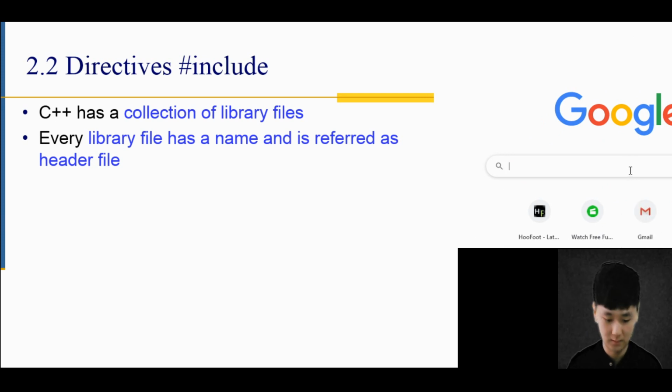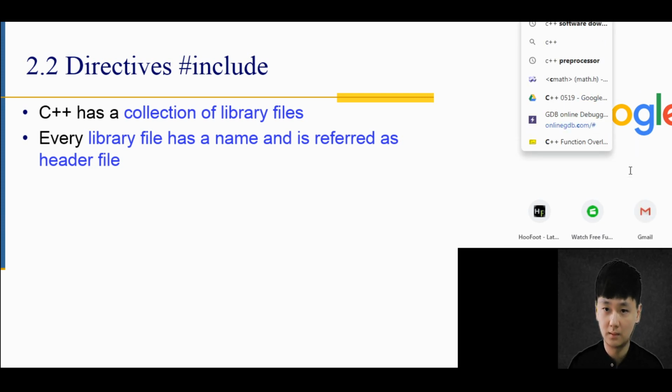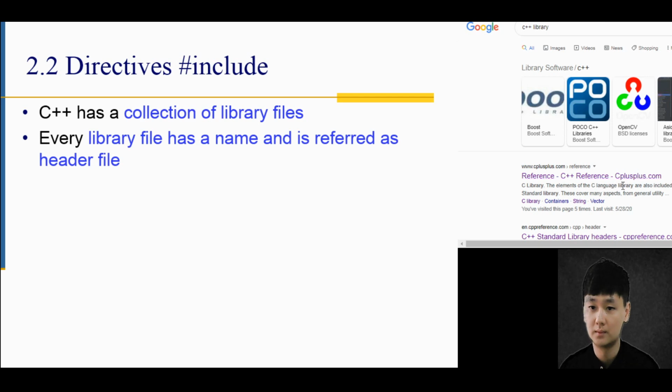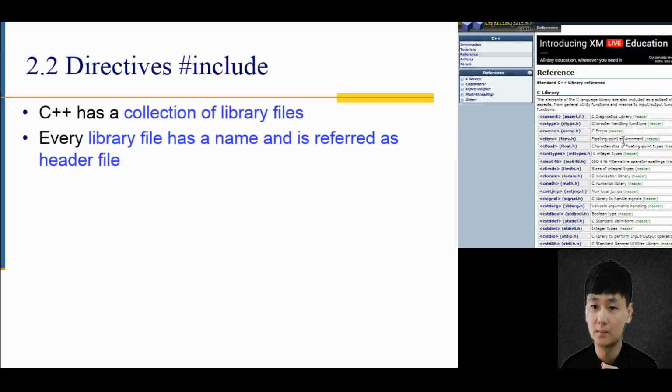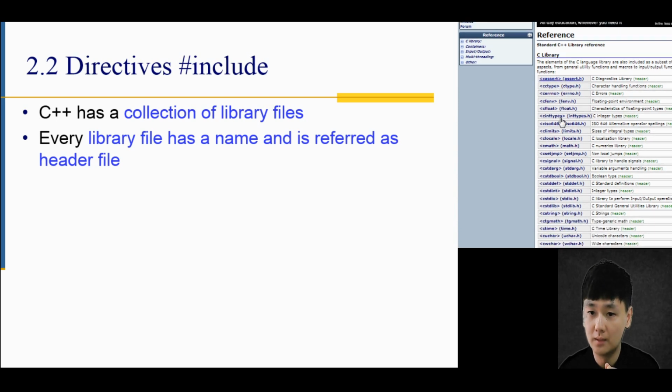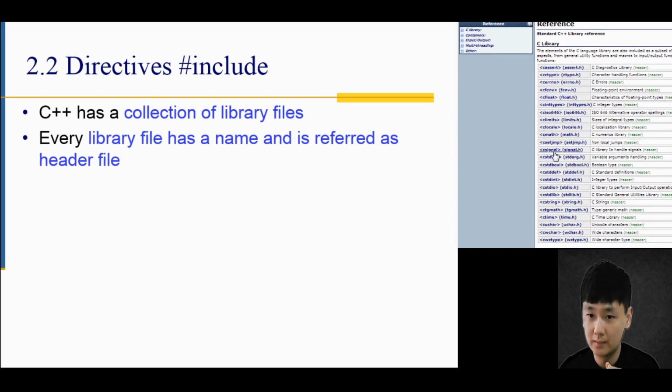Okay, just key in C++ library. Go to this website, cplusplus.com. Here we have a list of the C++ libraries. For instance, I create inside this cmath. cmath is one of the libraries, and cmath is the header file name.